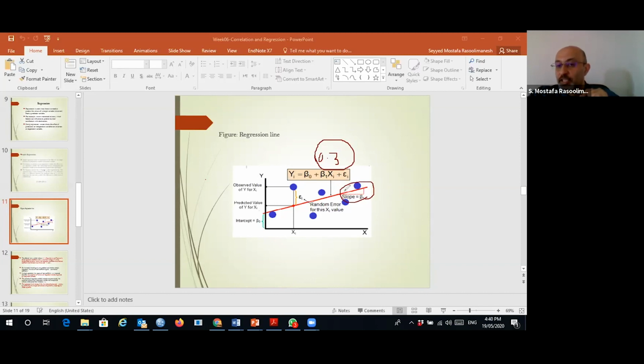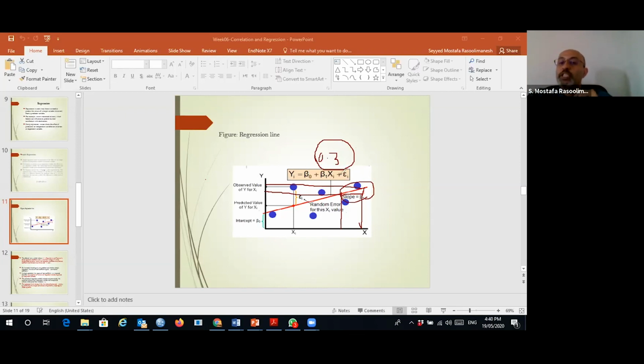Right? So if x increases 1, for example, here is 1, this is the value that y will increase. Y will increase 0.3. This is the meaning of the regression line or regression equation.